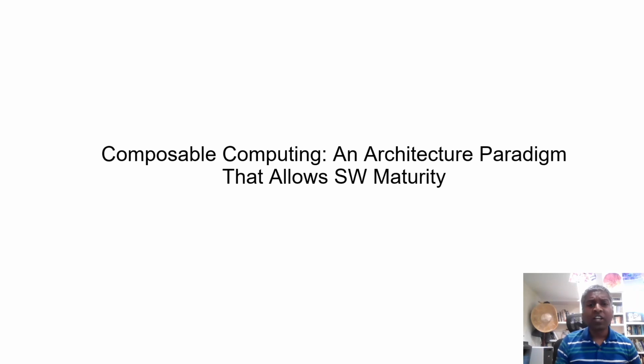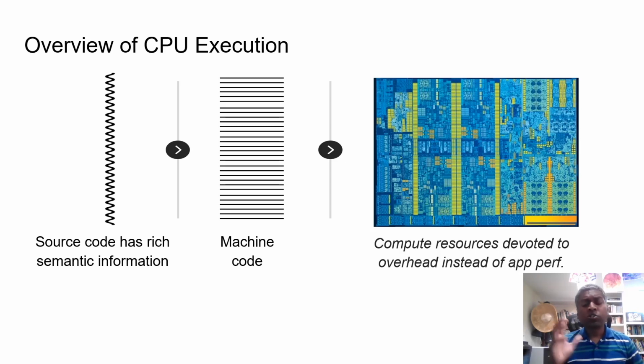And that gives us this paradigm called composable computing. This is an architecture paradigm that allows software maturity, including ideas of how the architecture is defined, and because of that, how we can define the hardware. Before I explain that, let me give you some context, and then we'll get into the mechanisms of the architecture and what's in the compiler, what's in the software.